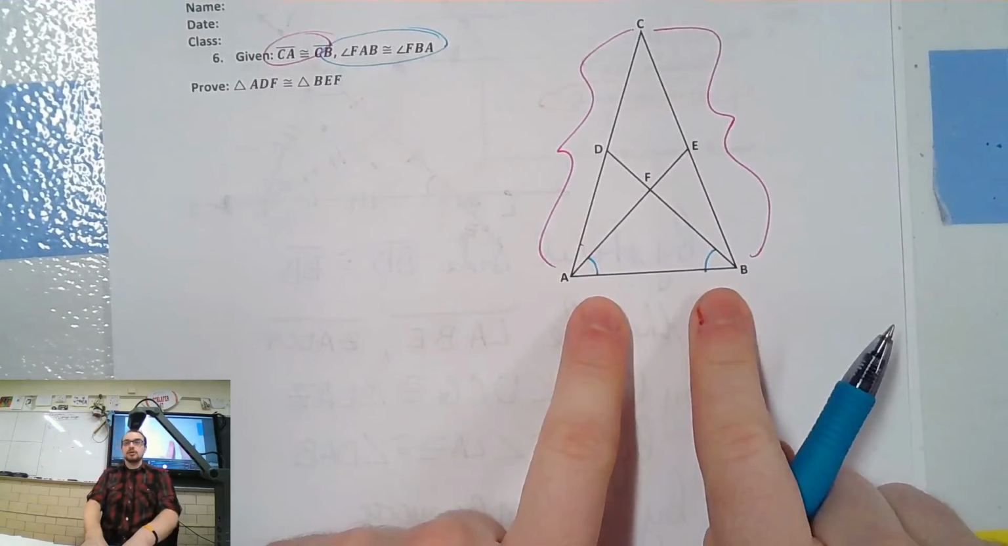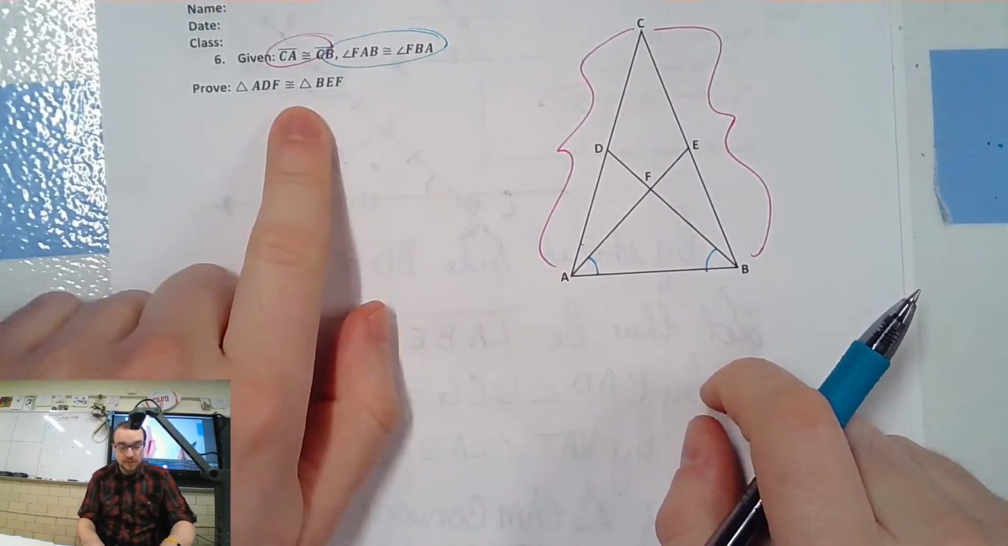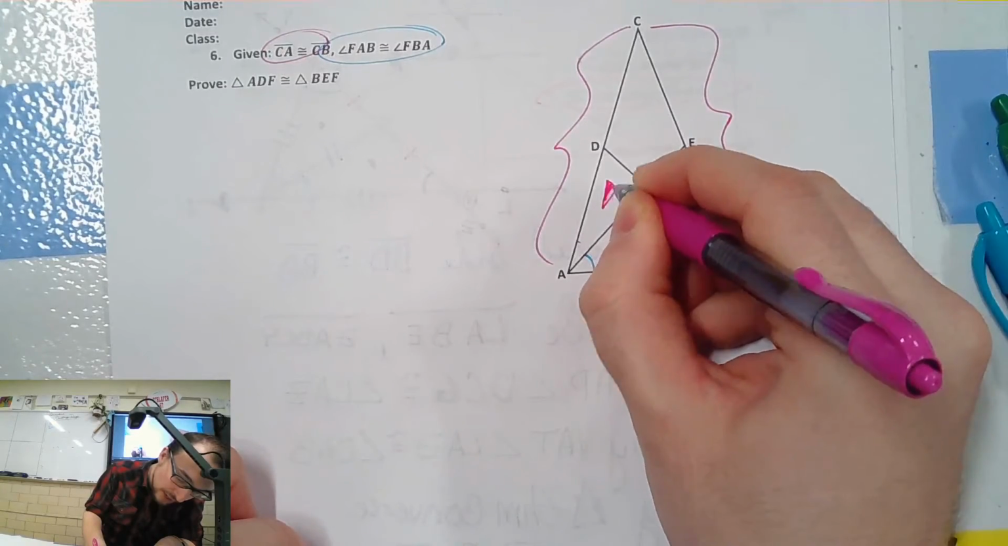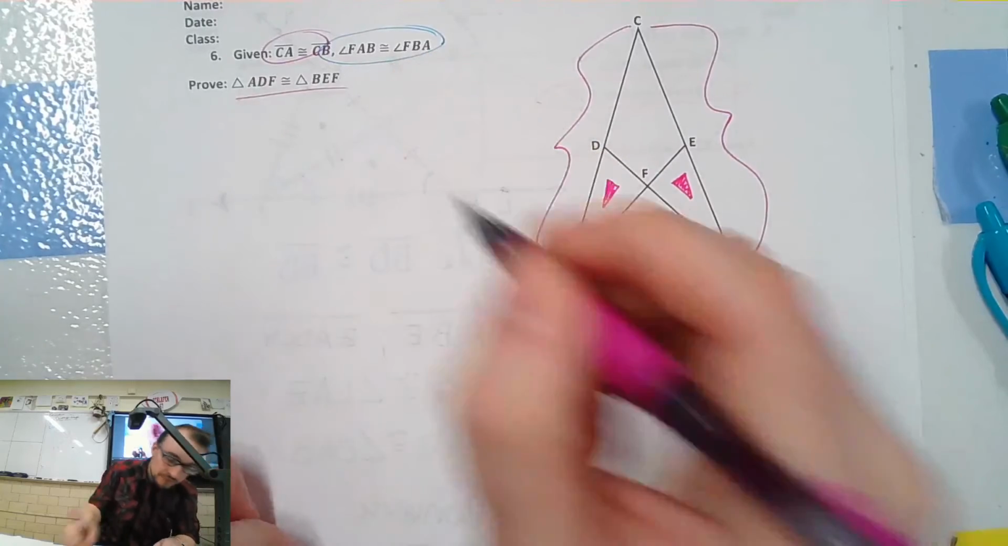As soon as I do that, what should be going through your head? Isosceles triangle theorem converse, right? We're going to get those two sides. Okay? We're proving two triangles congruent. Which triangles? These triangles, just so you're aware. This triangle and this triangle is what we're trying to prove congruent.